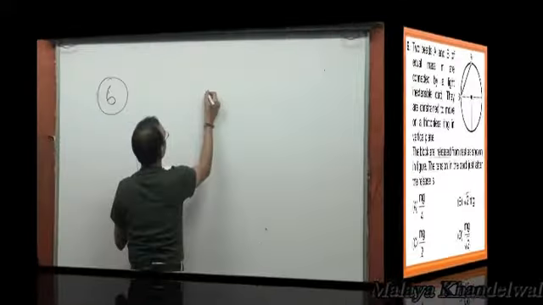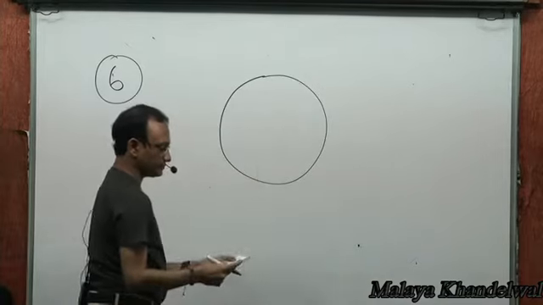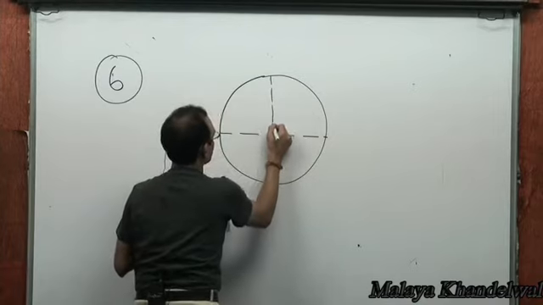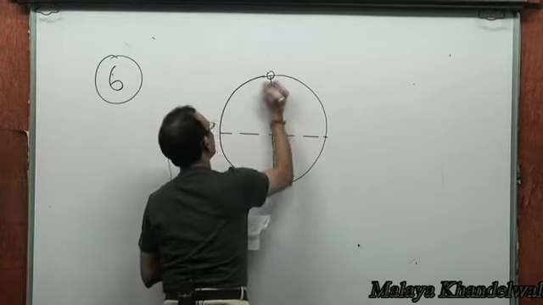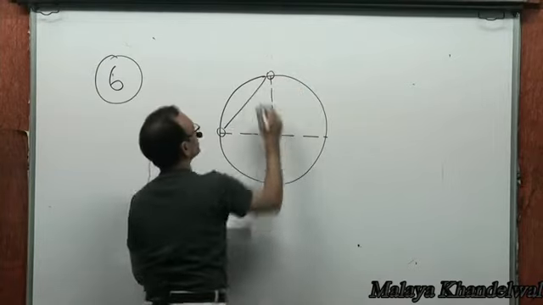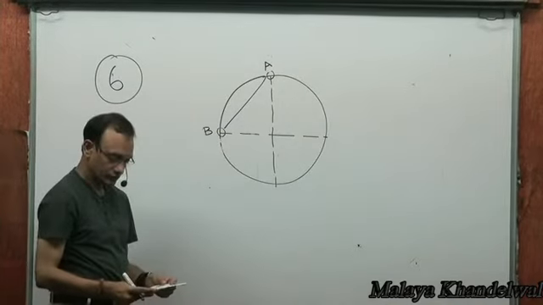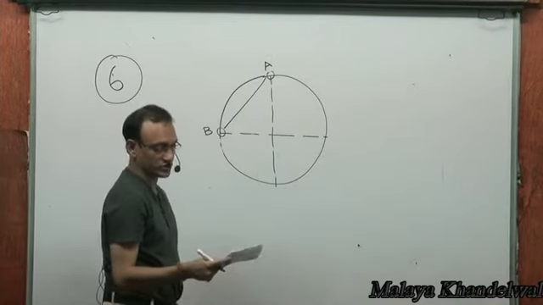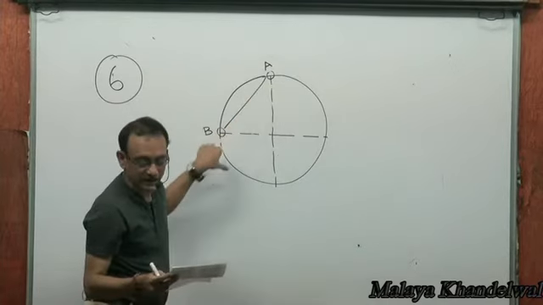There is a ring in a vertical plane. These are two perpendicular diameters, vertical and horizontal. There is a bead here, and the two beads A and B are joined by an inextensible cord, a wire. They are constrained to move on this frictionless ring. The beads are released from rest.